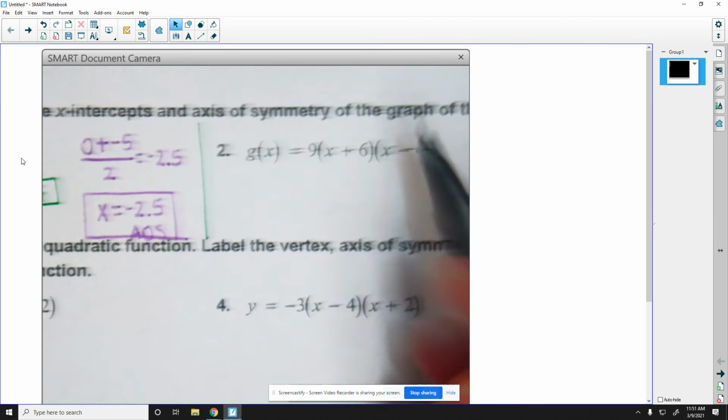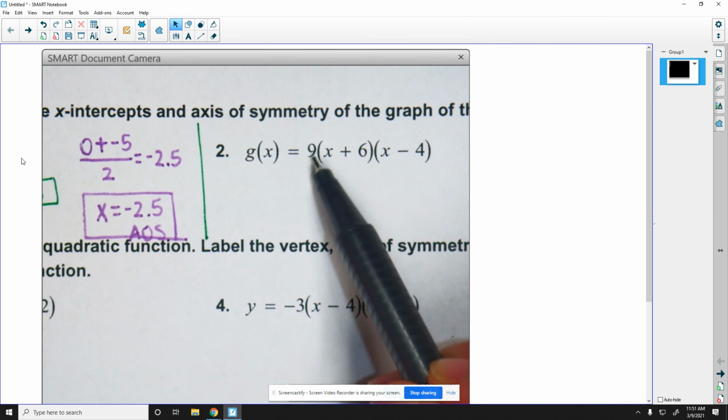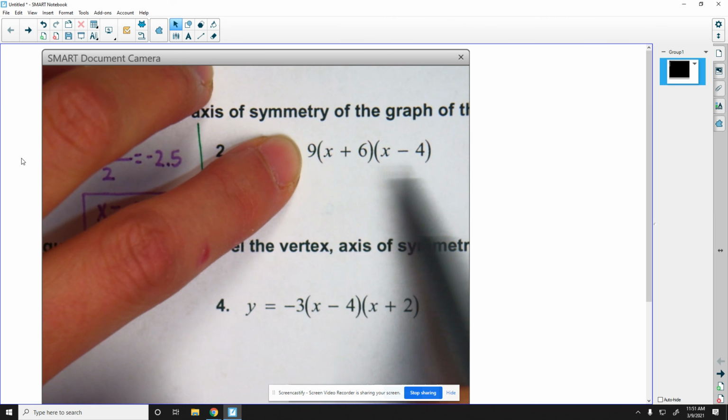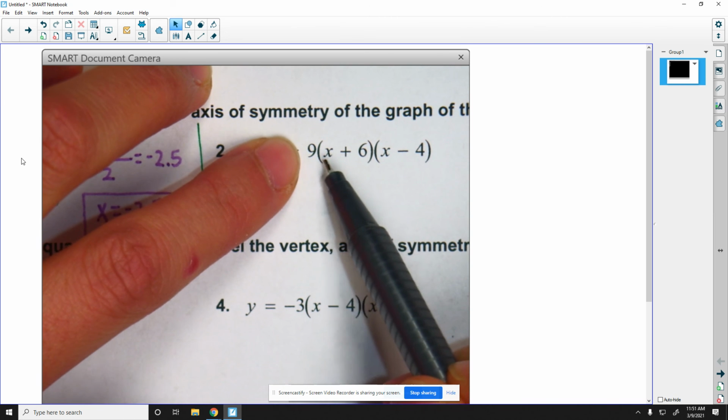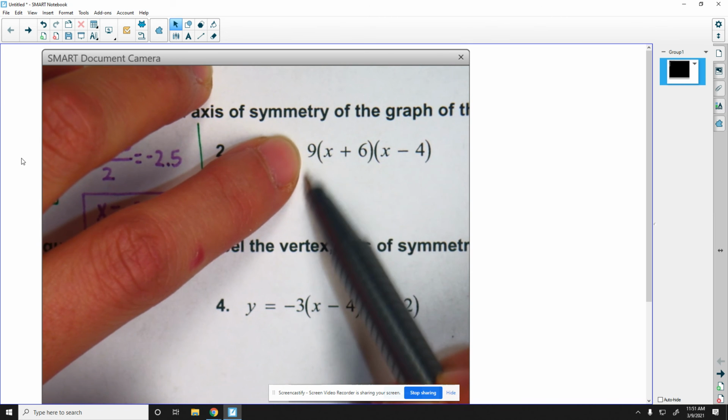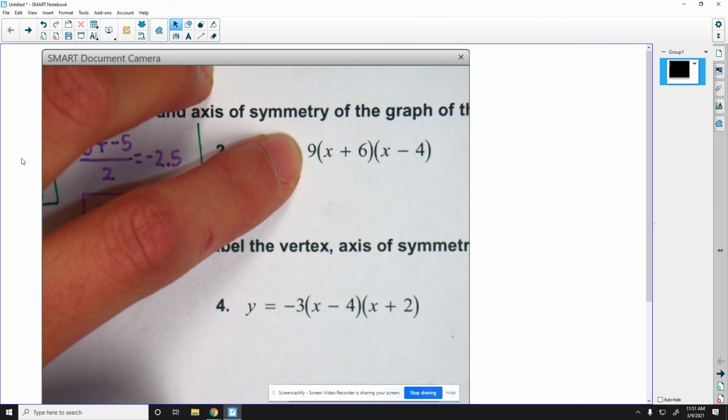So like for number 2, set it equal to 0, set it equal to 0. Ooh, does this 9 equal 0? Like, do I have 3 answers for x or just 2 answers? Just 2. Because remember 9, I don't set 9 equal to 0. That doesn't make sense. 9 doesn't equal 0.